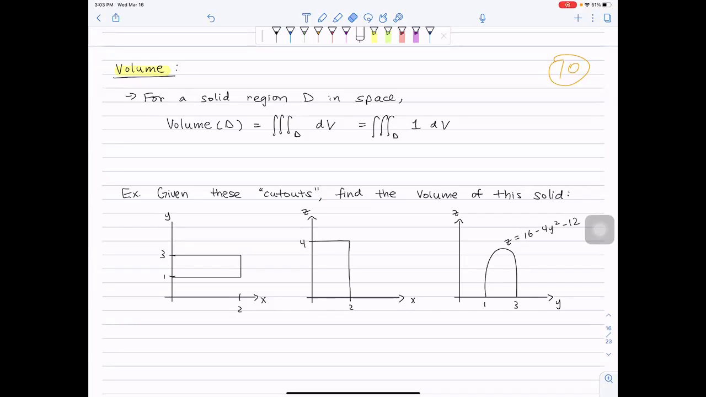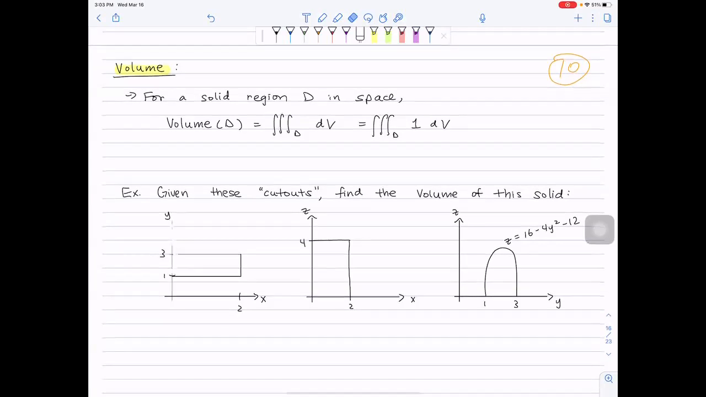Okay, anyone have any ideas? Yes. Is it kind of like this? Yes, exactly. So, okay, let's work through it. So the cutouts tell you, in the xy cutout, we see that y goes from 1 to 3. So imagine this is our xy plane, right? y goes from 1 to 3, and it goes out to x equals 2. So it looks like this.